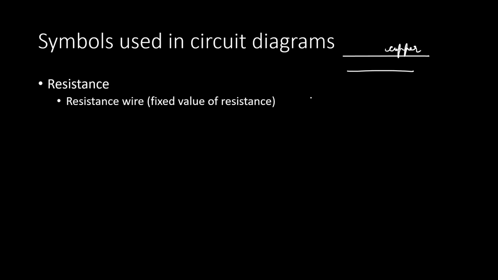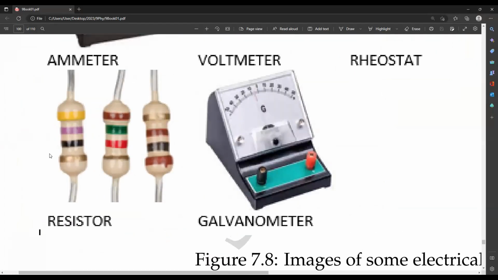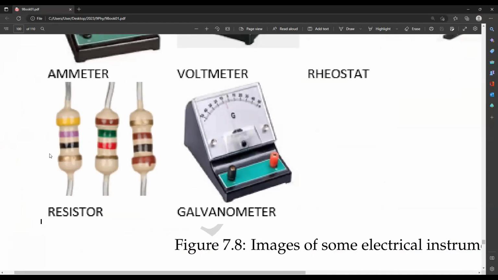Now they have a fixed value. Depending upon the length of the wire, depending upon the thickness of the wire, they have a fixed value of resistance. And that value is something like, say, 50 ohms. It can be 100 ohms. So those are fixed value resistors. So you can see that these are the fixed value resistors.